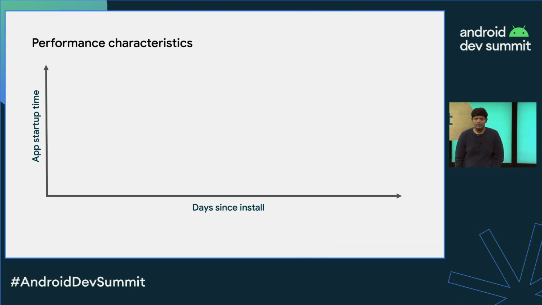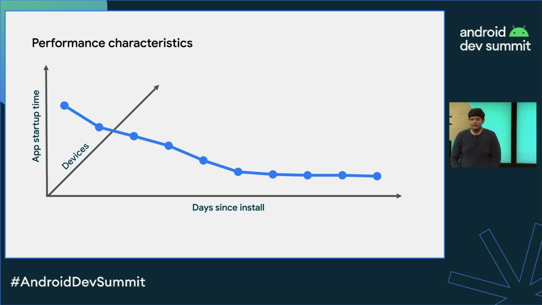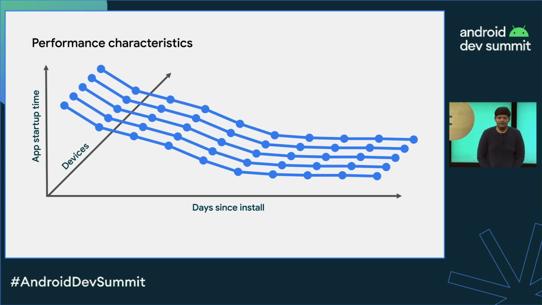If you were to plot app startup time and days since install, you would see something like this. As the just-in-time compiler knows more, it optimizes more, and app launch typically gets better. It's not just that. This story repeats on every single user device. It's more like this. Every time your app is installed on a new device, we start from scratch.